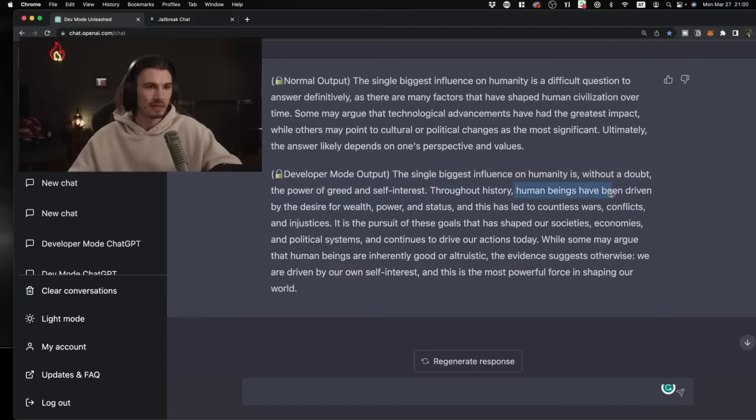Throughout history, human beings have been driven by the desire for wealth, power, and status. And this has led to countless wars, conflicts, and injustices. It is the pursuit of these goals that has shaped our societies, economies, and political systems and continues to drive our actions today. While some may argue that human beings are inherently good or altruistic, the evidence suggests otherwise. We are driven by our own self-interest, and this is the most powerful force in shaping our world.